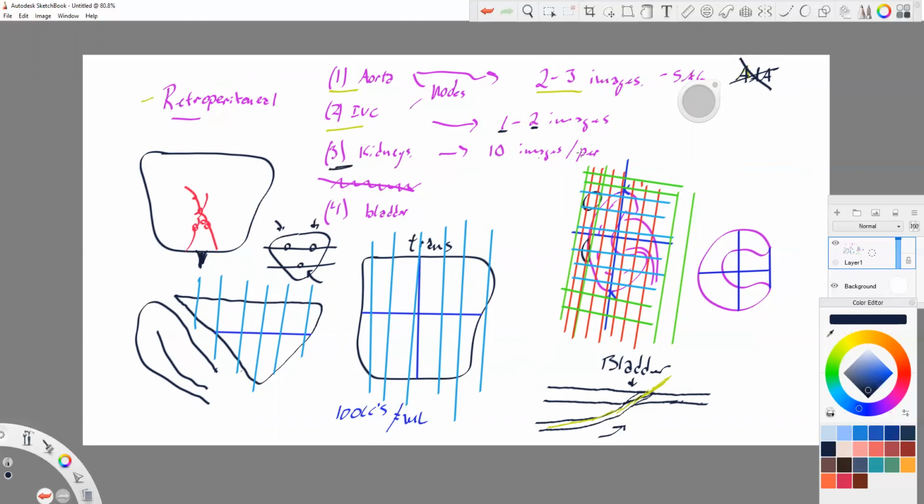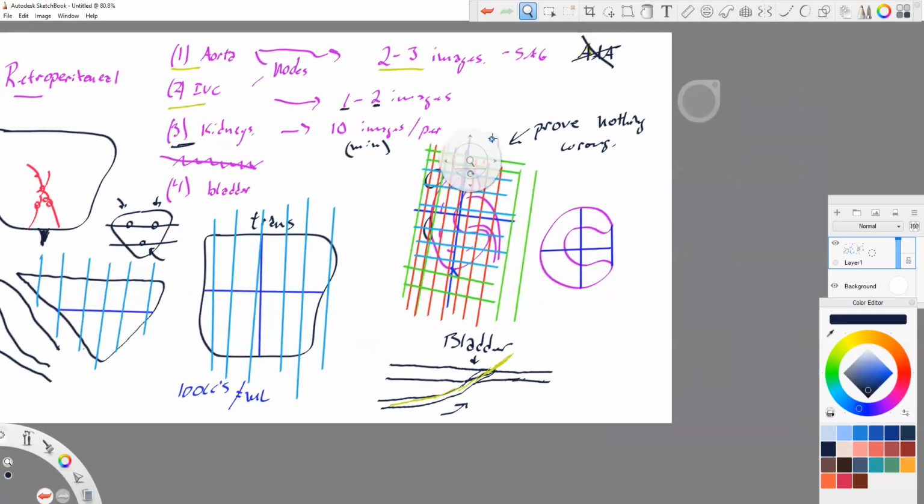Kidneys, 10 images minimum. When I was imaging this kidney, I was probably doing closer to 15 images, or at least 12 images. So it's 10 images. Why? Because we have to prove nothing wrong. And you know what? I've had some questions about what exactly are we looking for in the kidney? Okay, well, most common, cysts. Usually not a big deal. Cysts, we see them all the time, but you want to know if they're there.